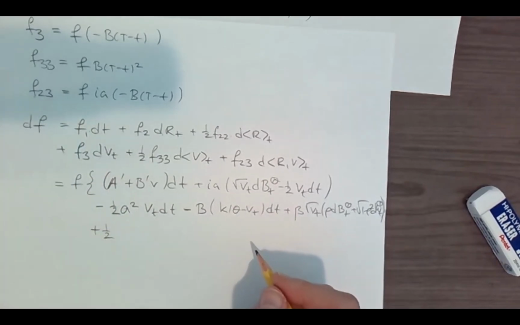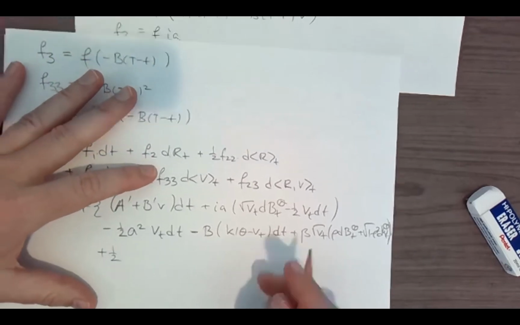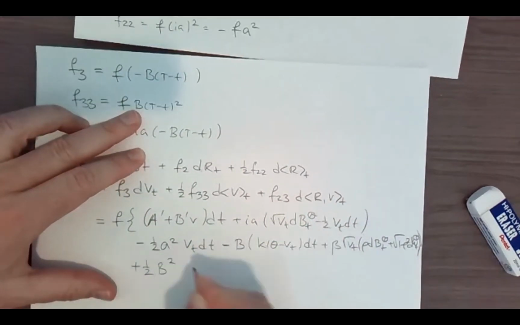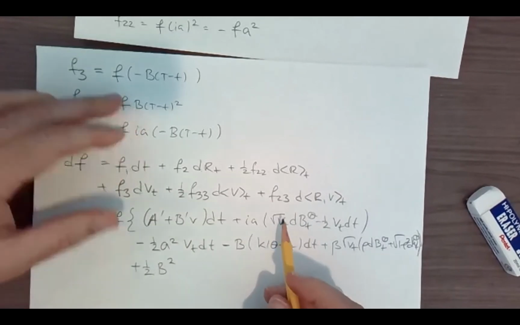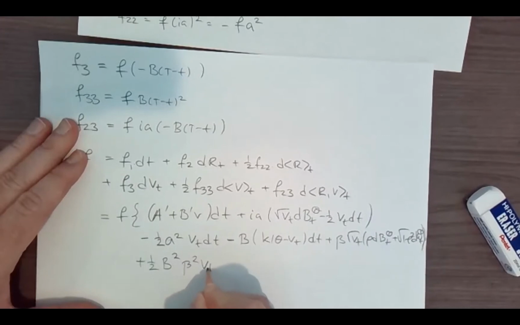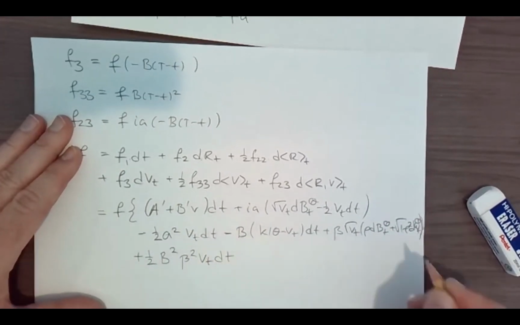And then you need 1/2 f33. What was f33? It's up here. This is b squared. The quadratic variation of V. Okay, it's going to give me a beta squared Vt. And the quadratic variation of this thing is just dt because it's a Brownian motion.